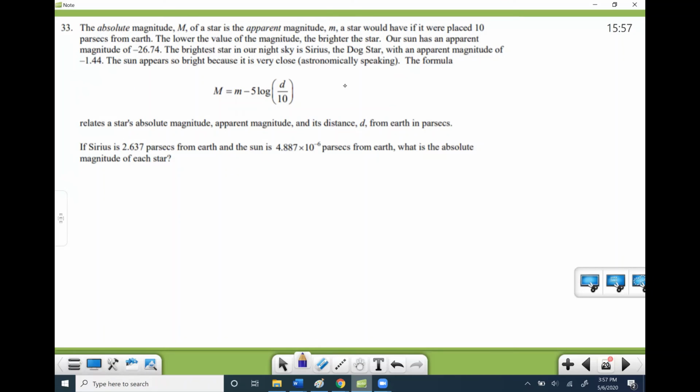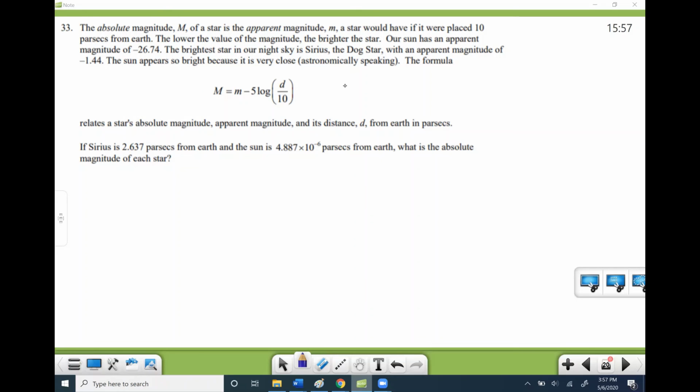Okay, here we go. The absolute magnitude M of a star is the apparent magnitude, little m, a star would have if it were placed 10 parsecs from the Earth. The lower the value of the magnitude, the brighter the star.